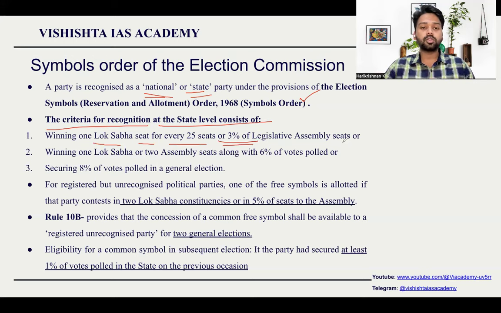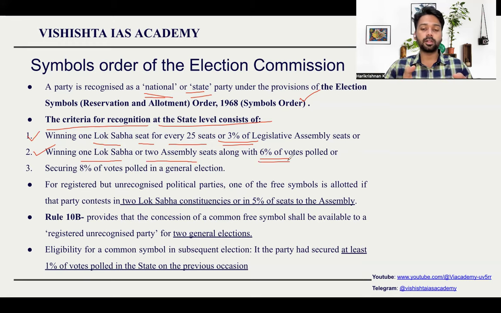Either they should have won one seat at least for every 25 seats of Lok Sabha in that particular state, or 3% of the legislative assembly seats they should have won. This is the first criteria. Let's go to the second criteria. The second one is they should have won at least one Lok Sabha or two assembly seats, along with 6% of the vote polled.